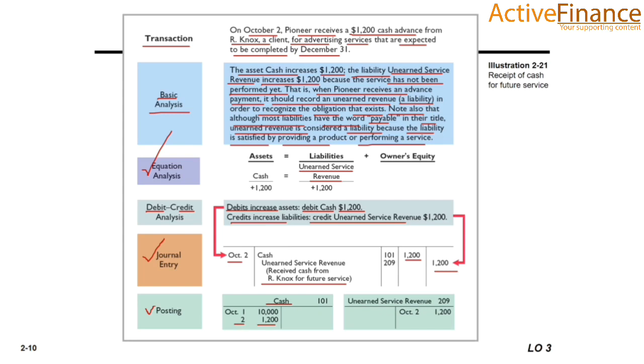We will open a new account of unearned revenue because there is no account established earlier. So here we will provide the title of the account, and this is the account number. If the liabilities increased, we will record on the credit side, and this is the entry's date. So we did the third transaction.